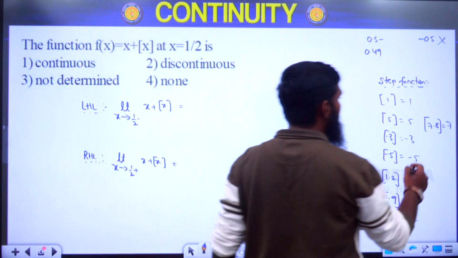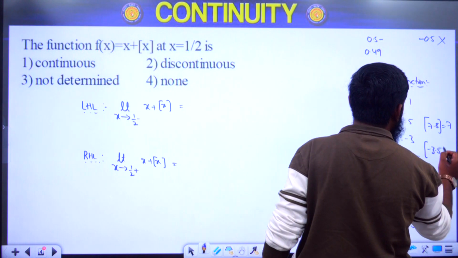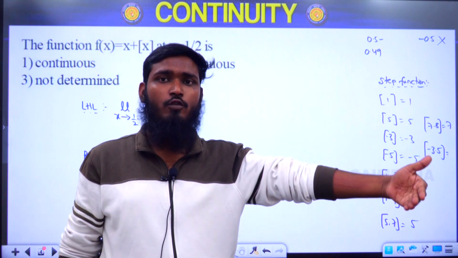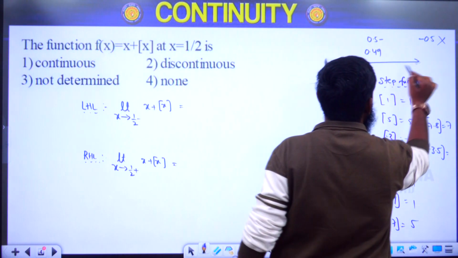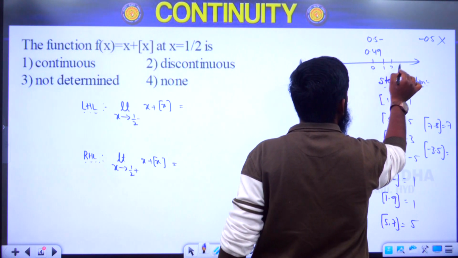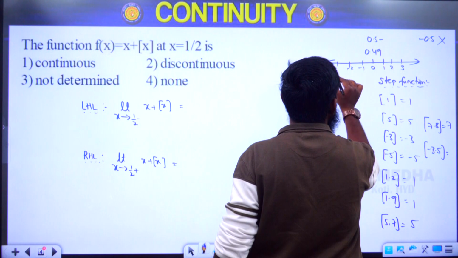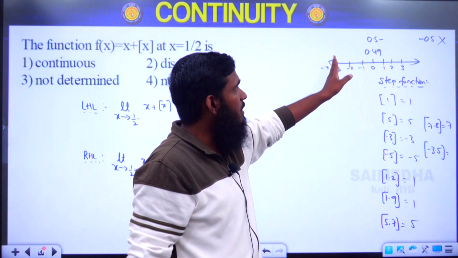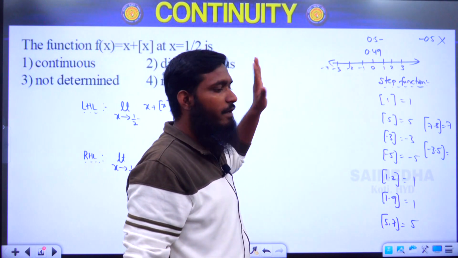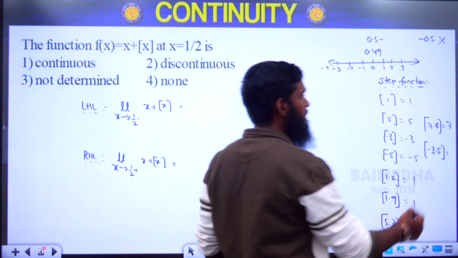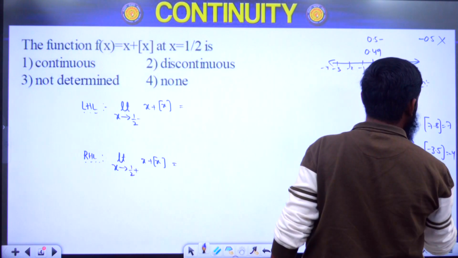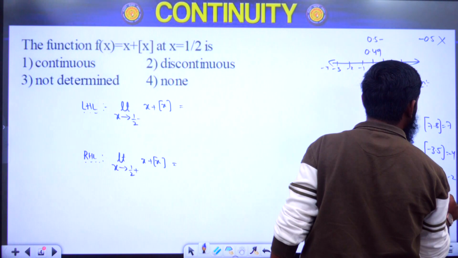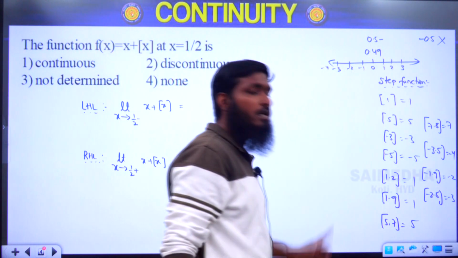Understood? Similarly, for negative numbers, suppose we take minus 3.5. It is lying between minus 3 and minus 4. Suppose we take this number line: 0, 1, 2, 3, and minus 1, minus 2, minus 3, minus 4. Minus 3.5 is lying between minus 3 and minus 4, and the left number is minus 4. So we take this as minus 4. Similarly, bracket of minus 1.9 is minus 2, and bracket of minus 2.5 is minus 3. So that is the step function.